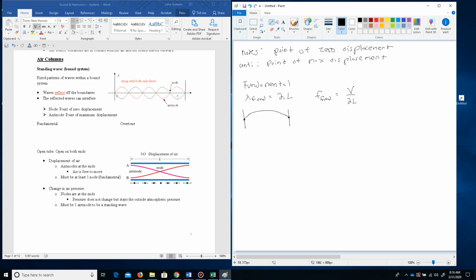The overtone, or the next harmonics, are going to be equal to N times the fundamental frequency, so N V over 2L. For instance, when N equals 1, you'll have your full wavelength and one node in between the two spots.